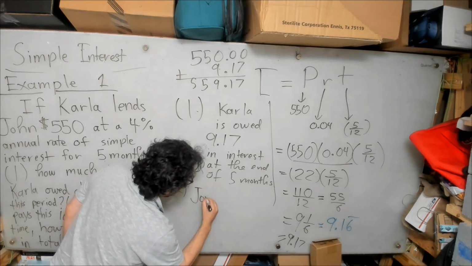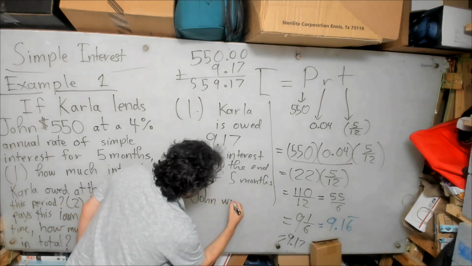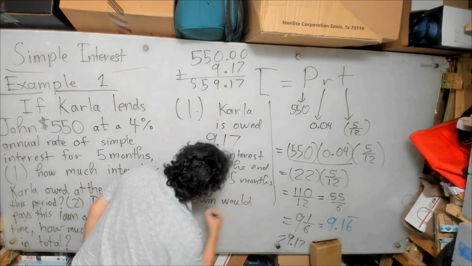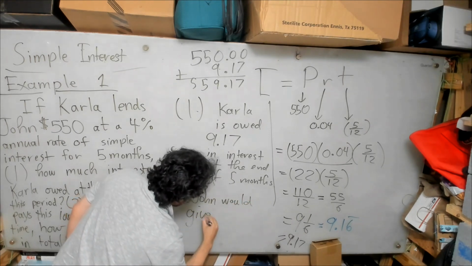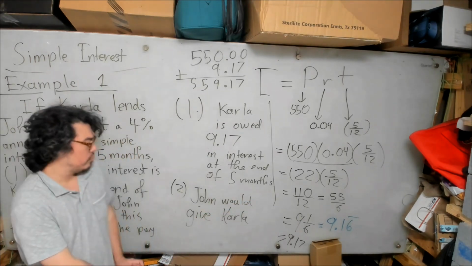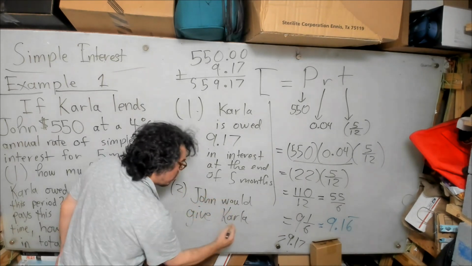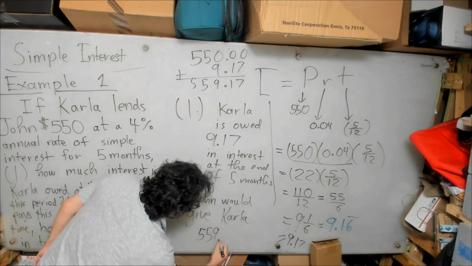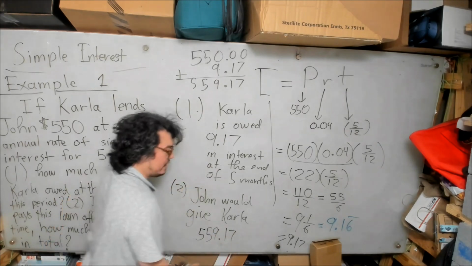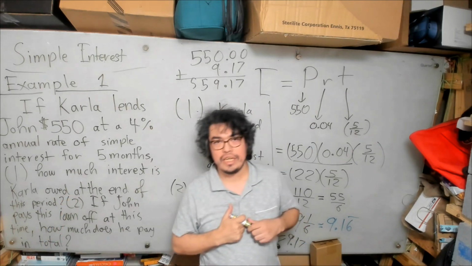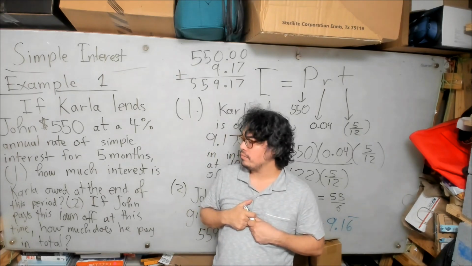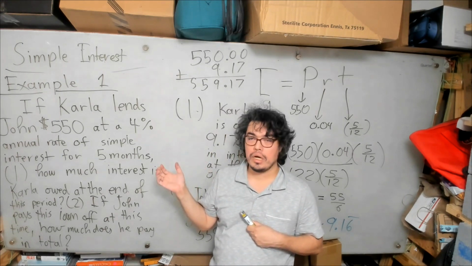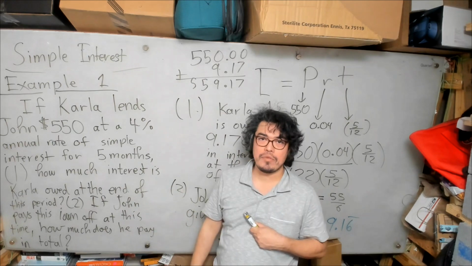John would give Karla $559.17 to settle the loan at the end of that 5-month period.